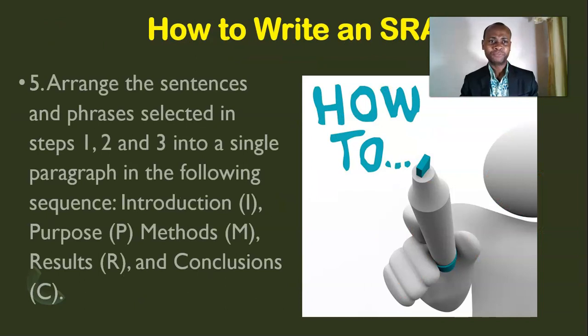Number five, you have to arrange the sentences you have picked from steps 1, 2, and 3 into a single paragraph. Okay, so you have to put everything into a single paragraph. Okay, all right. So you need to have the introduction, the purpose, the method, results, and then the conclusion. You have to put everything together in one single paragraph.